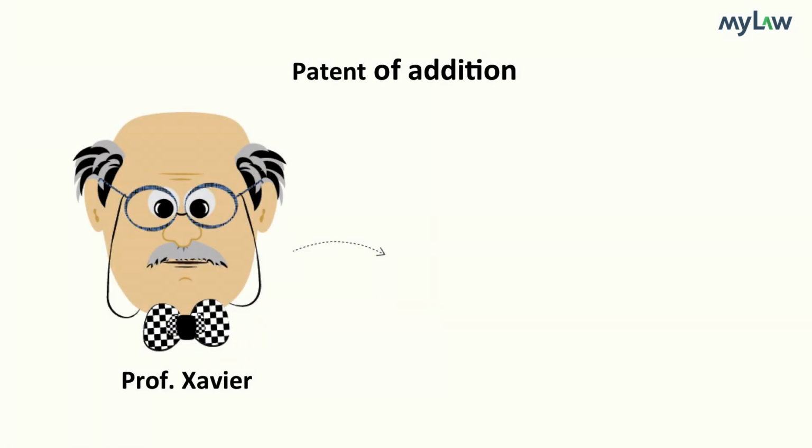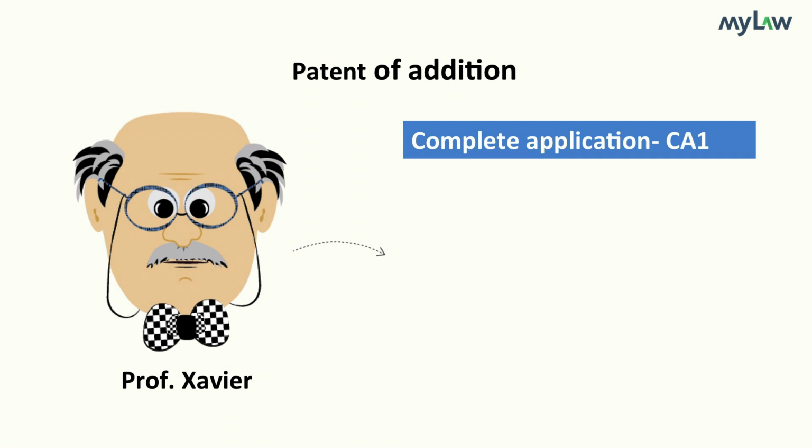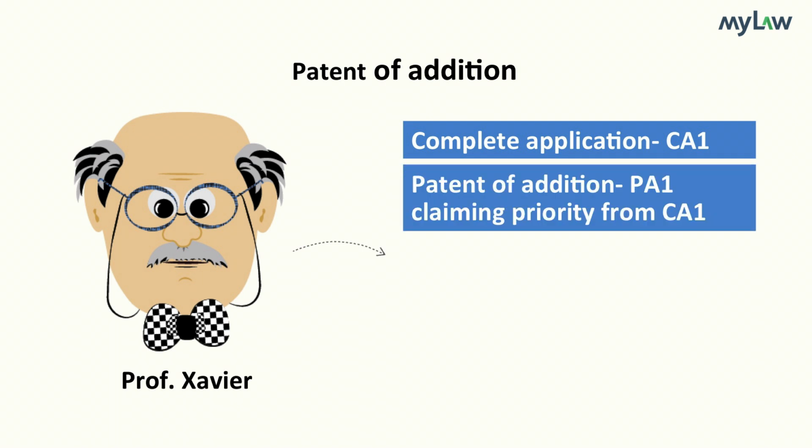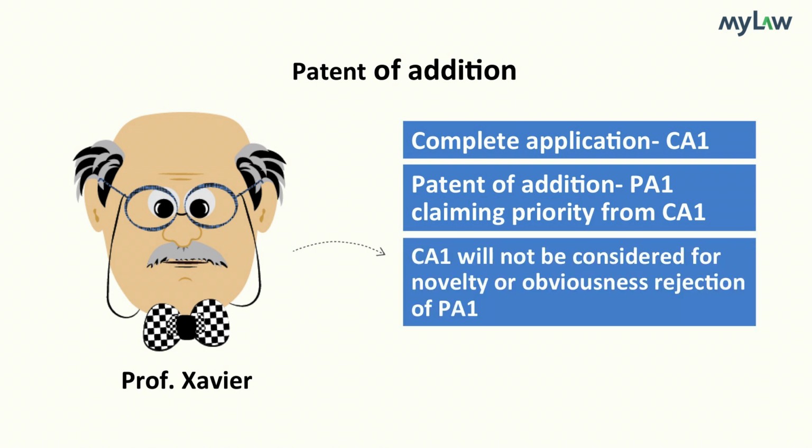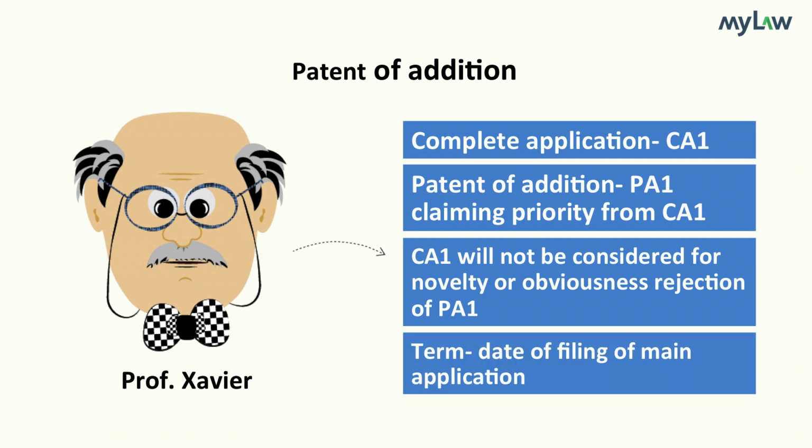Well, let's take an example to further understand what this kind of application is. Let's say Professor Xavier files a complete patent application CA1. He then files a patent of addition PA1 claiming priority from CA1. In this case, CA1 will not be considered for novelty or obviousness rejection of PA1. The term of the patent of addition, though, will start from the date of filing of the main application.